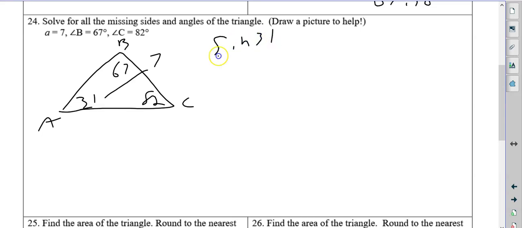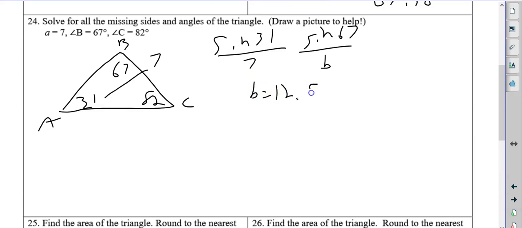Sine of 31 over 7. And now we can solve either of the other two sides. Okay? 67 over B or 82 over C. Doesn't matter. So let's just do alphabetical order. Sine of 67 over little b. Okay? And when we do that, cross multiply and divide. So 7 times sine of 67 divided by sine of 31. We get b equals 12.5.